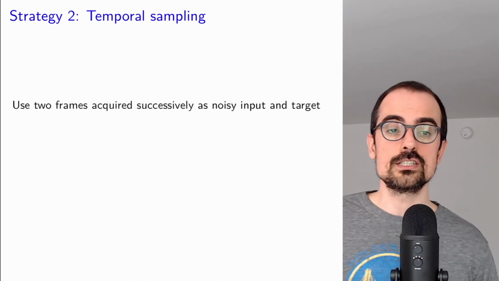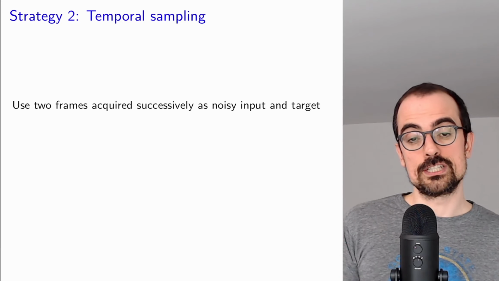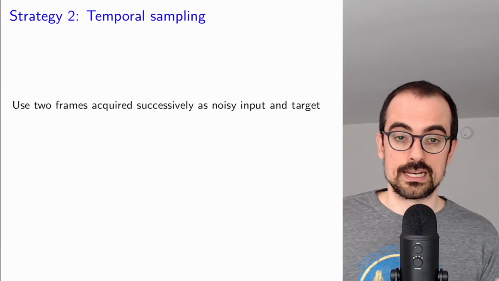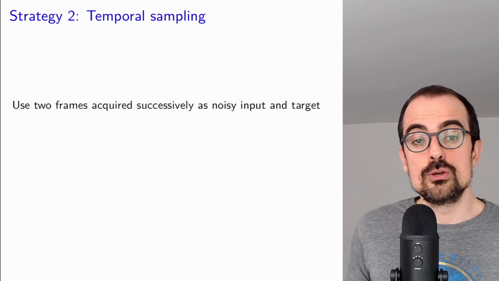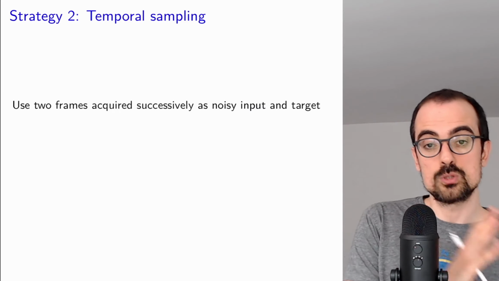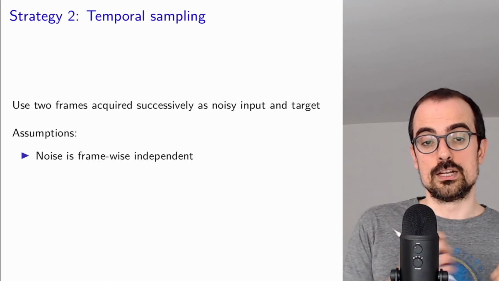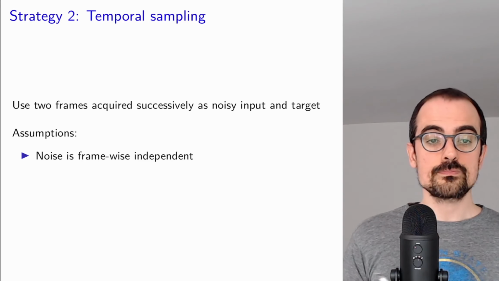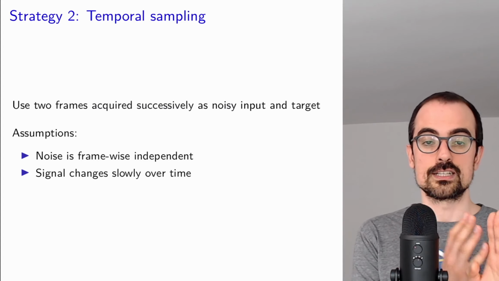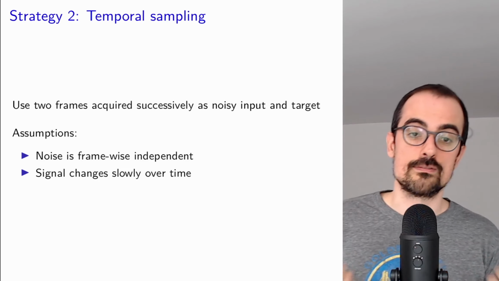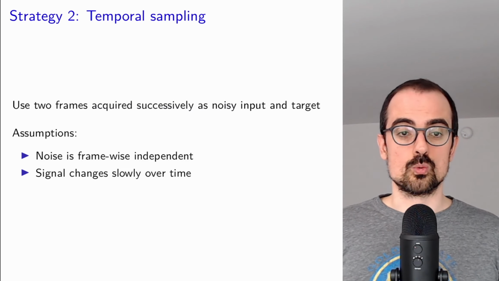Another strategy is to say, well, if I have several frames where I'm trying to image the same object, which actually often happens, for example, in electron microscopy, you take several pictures of the same material, then you can use two frames acquired successively as the noisy input and the target. And this will work out under two assumptions. First, the noise is frame-wise independent. And second, the signal changes slowly over time. Of course, if there's a sudden change in the signal and now you don't have the same underlying signal, you're violating our assumptions for unsupervised learning to work.